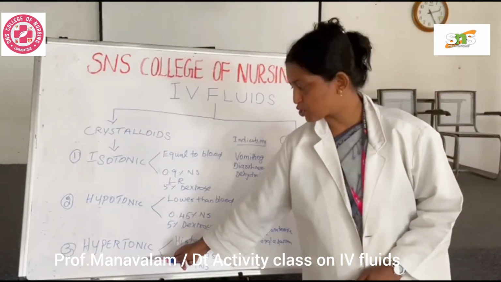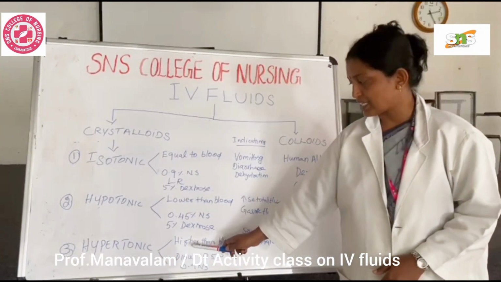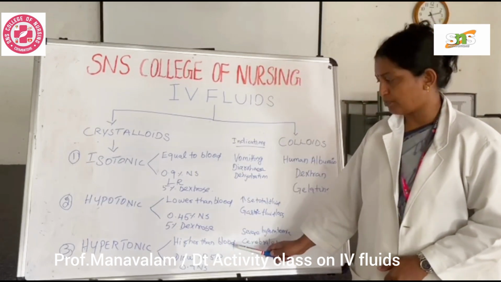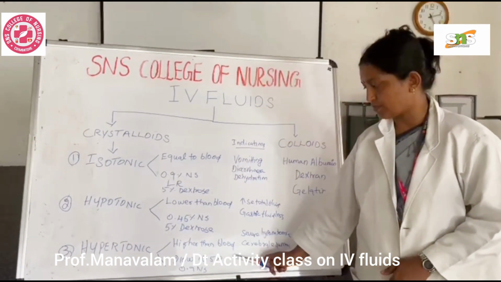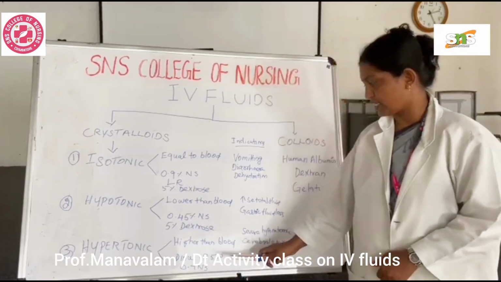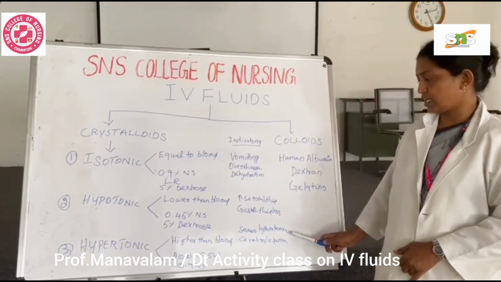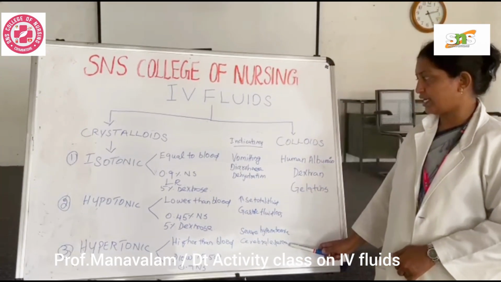Next one is hypertonic solution. It has higher osmolarity than the blood. Examples: 10% dextrose in water, 5% dextrose in water and normal saline. It is mainly used in severe hyponatremia and cerebral edema.